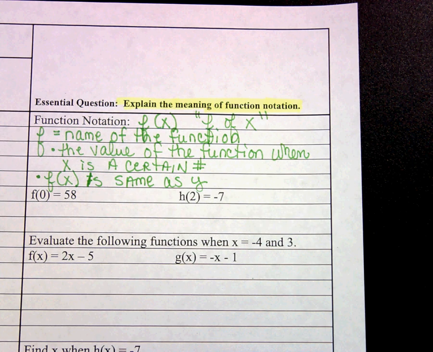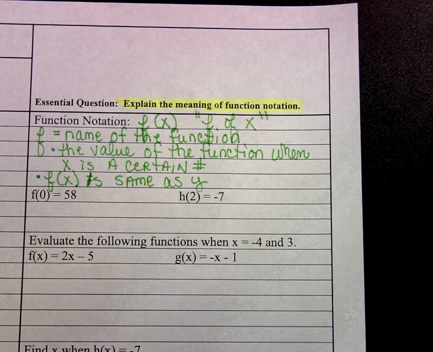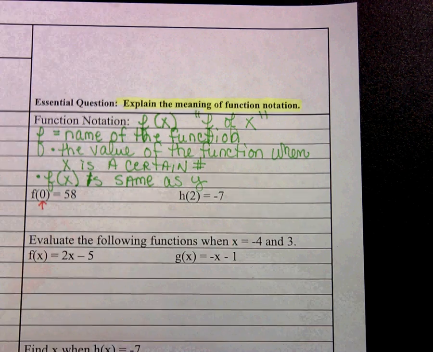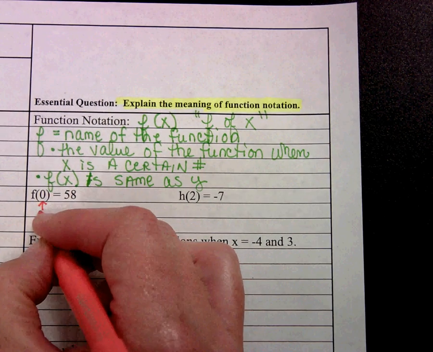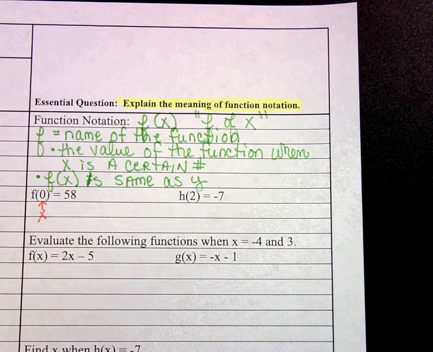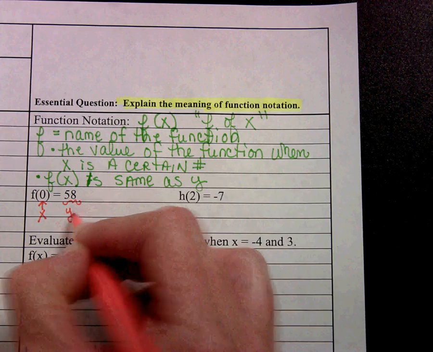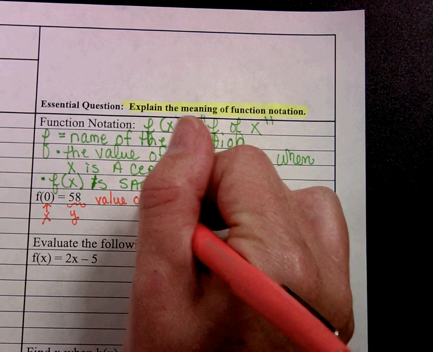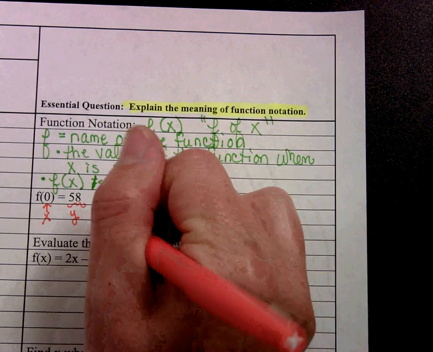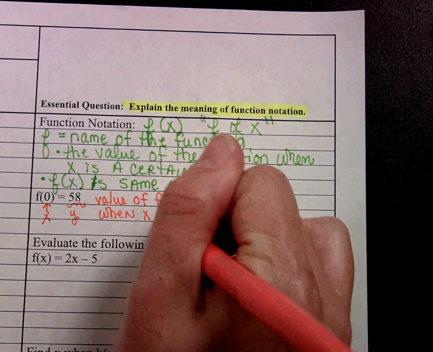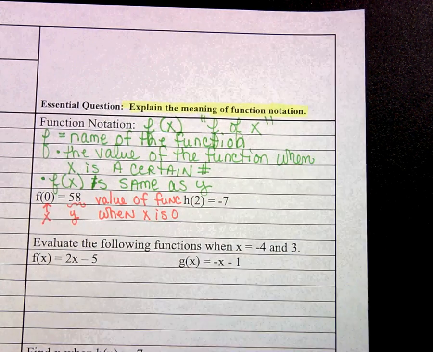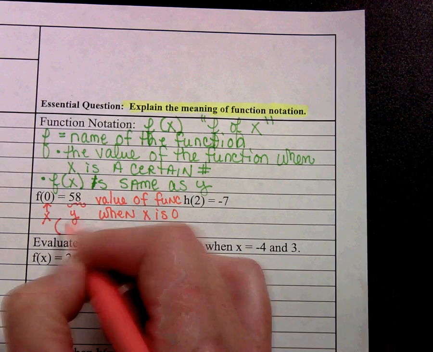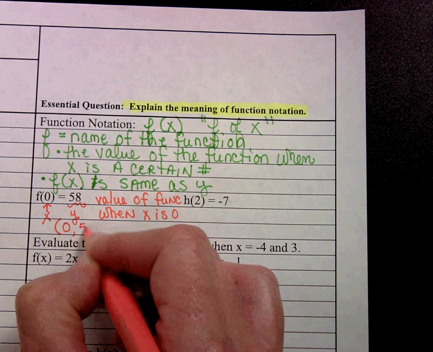So looking at the examples below, just to get comfortable with function notation, what I want you to know is that this number in parentheses, remember, is where the x goes. So that represents x. And then this number would represent y. So what this is saying is the value of the function when x is 0. And so it's saying the value of the function is 58 when x is 0. And so what we could do is write this as an ordered pair. X is 0, y is 58.